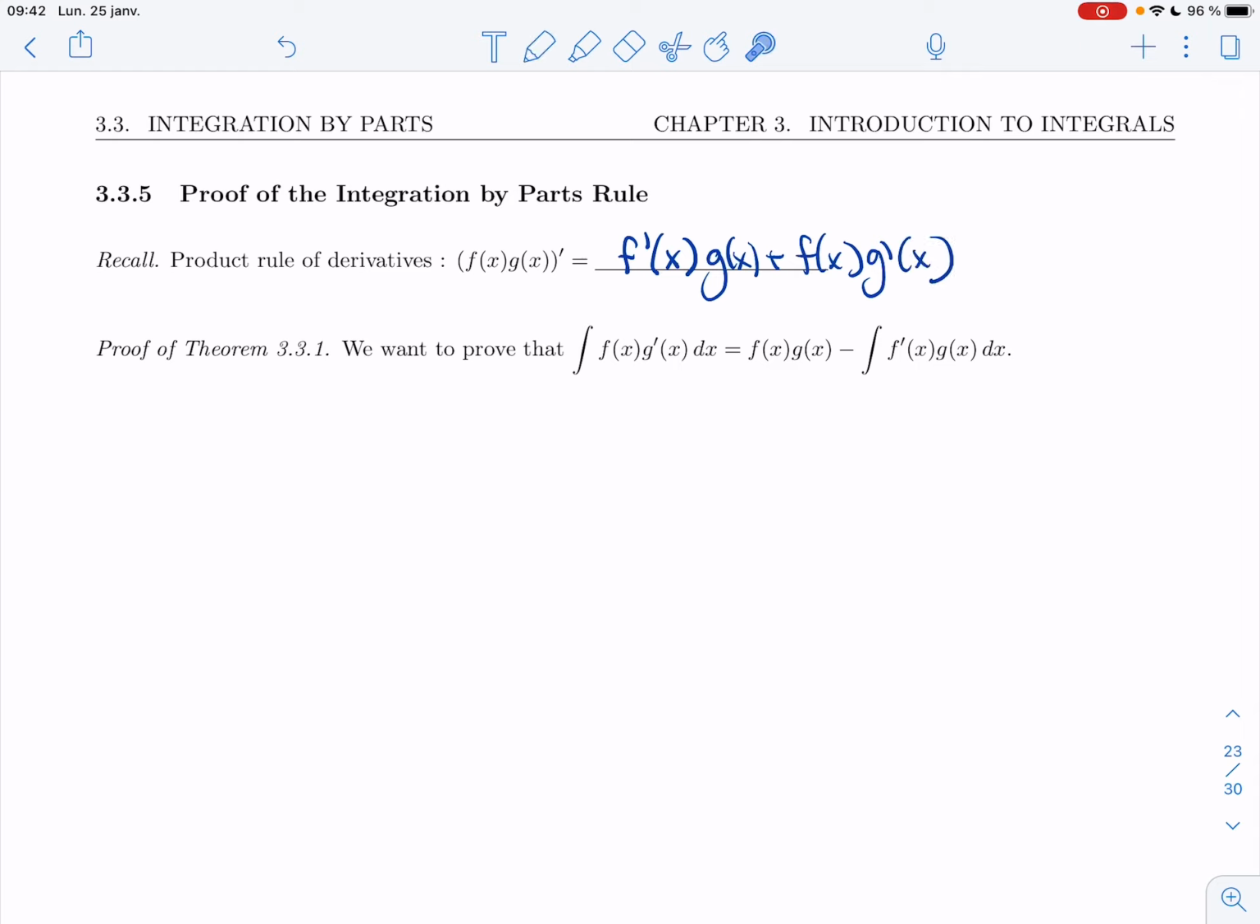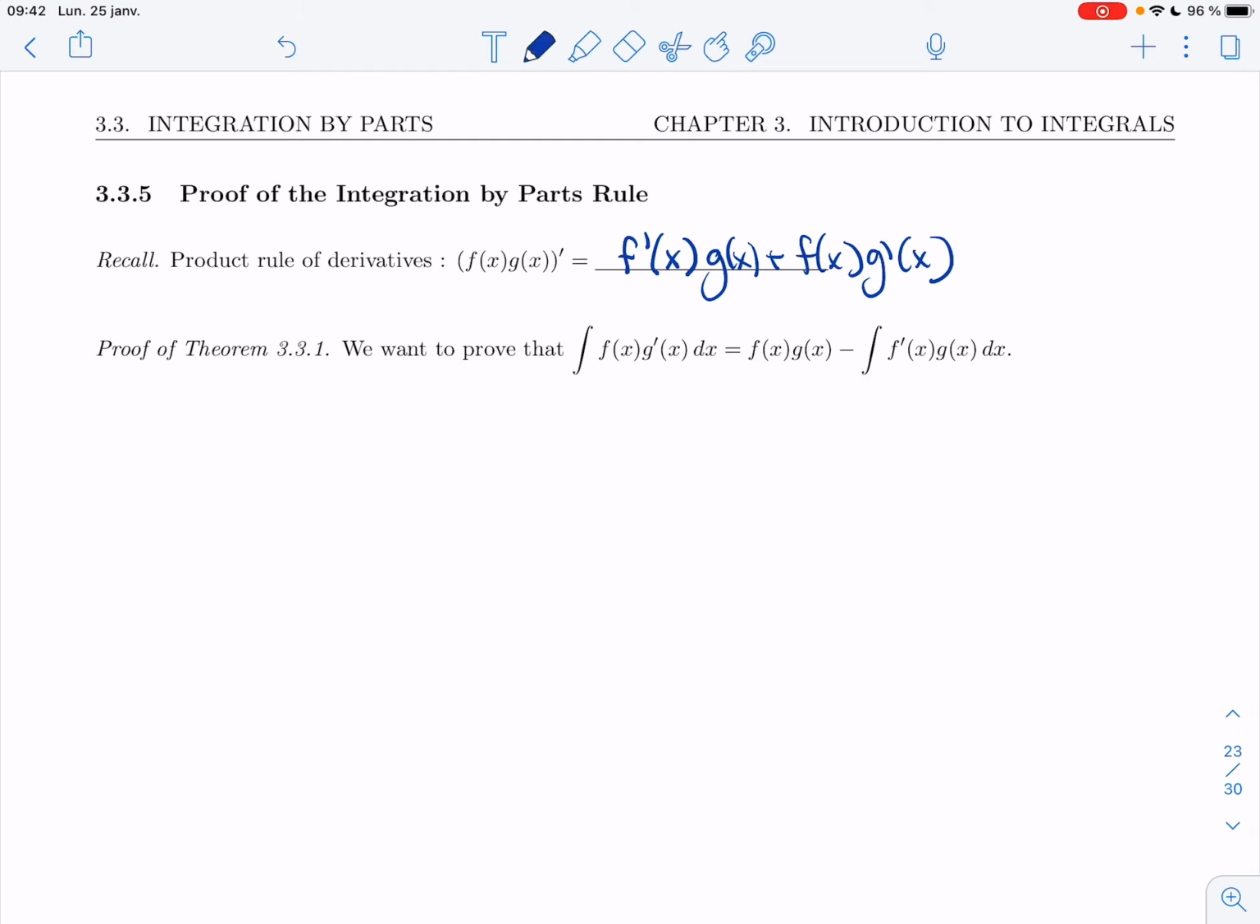All right, and so we want to use that to prove that the integral of f of x g prime of x dx is f of x g of x minus the integral of f prime of x g of x dx. So that's the original statement of integration by parts. It's actually more formal and more precise than the integral of u dv and so on. It's the same spirit, but this is more precise because I see the variable x and I see what's going on. And so I will be proving this version here.